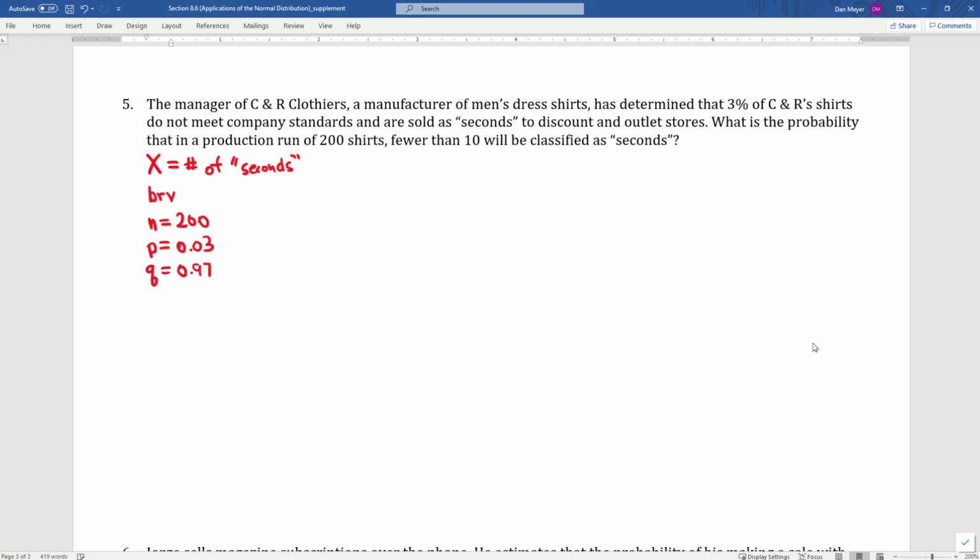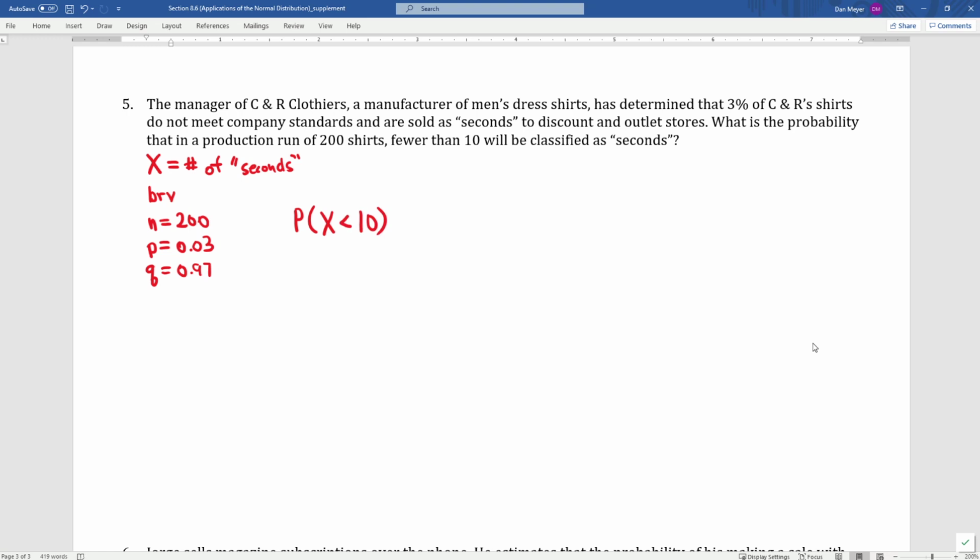So we got a fixed number of trials. There's 2 outcomes for each trial. The probabilities are always the same. The probability that the 198th shirt is bad is independent from whether or not any of the previous shirts were bad. So this is a binomial random variable. And the problem here is asking what's the probability that our binomial random variable, the number of bad shirts, would be less than 10, fewer than 10.